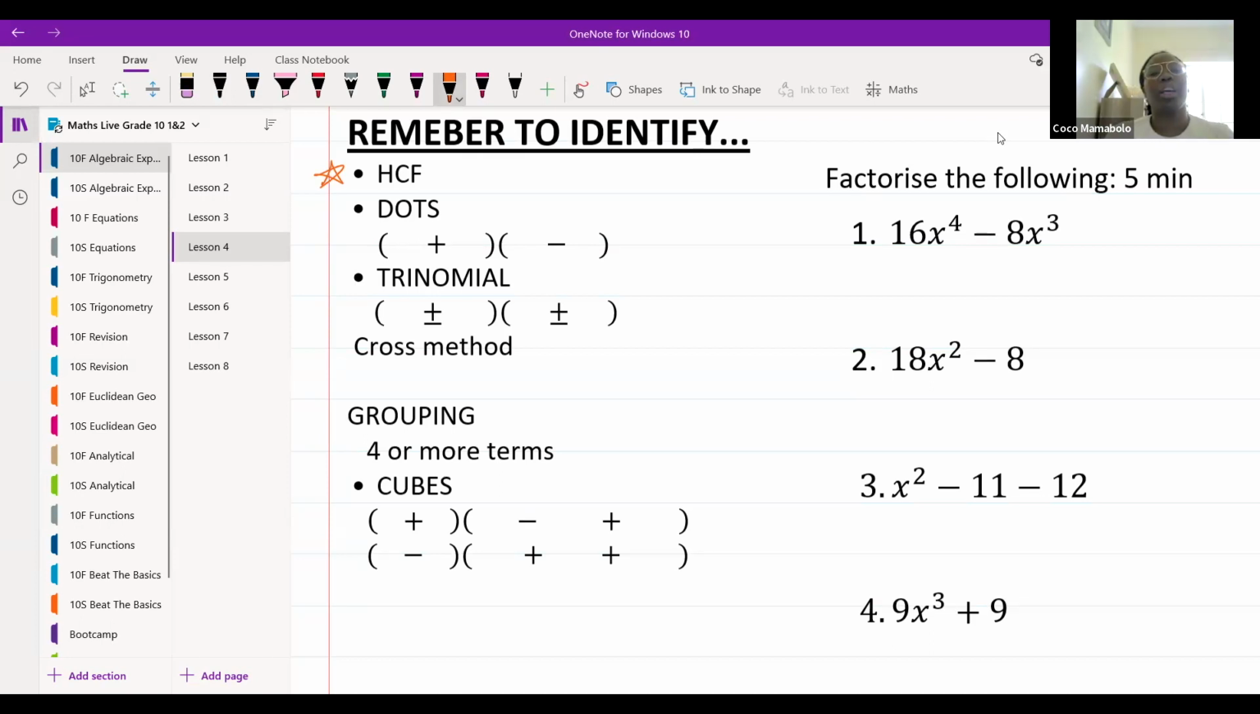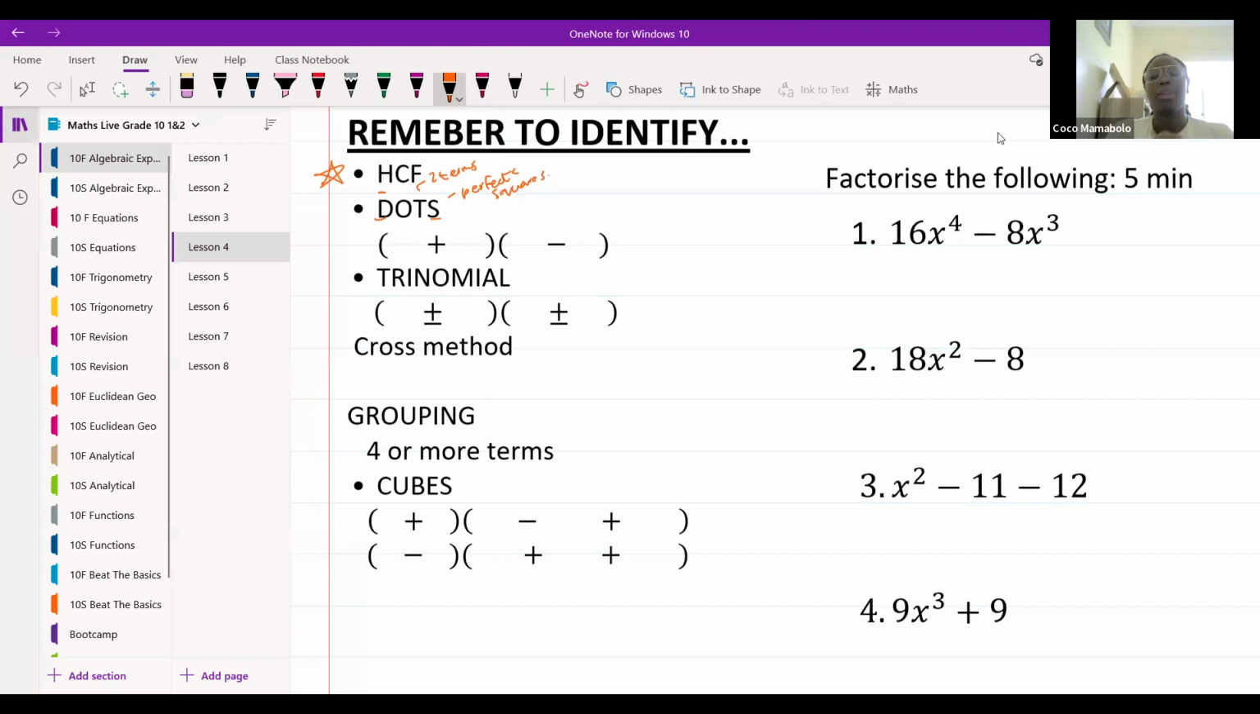After that, then we can look at the difference of two squares. And we know that the difference of two squares literally means that difference means minus, 2 means that we must have two terms, and squares must mean that both of our two terms must be perfect squares. They must be perfect squares. And that's where the idea of dots comes from, perfect squares.